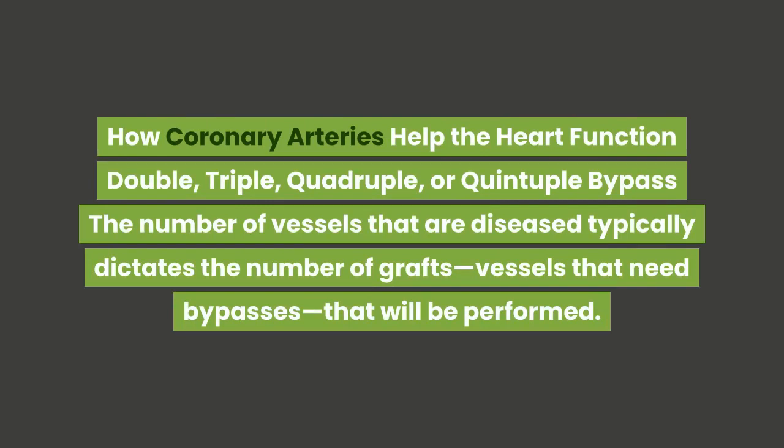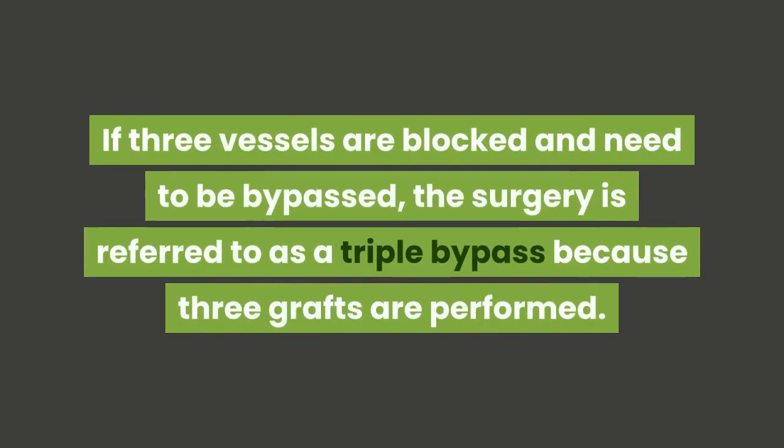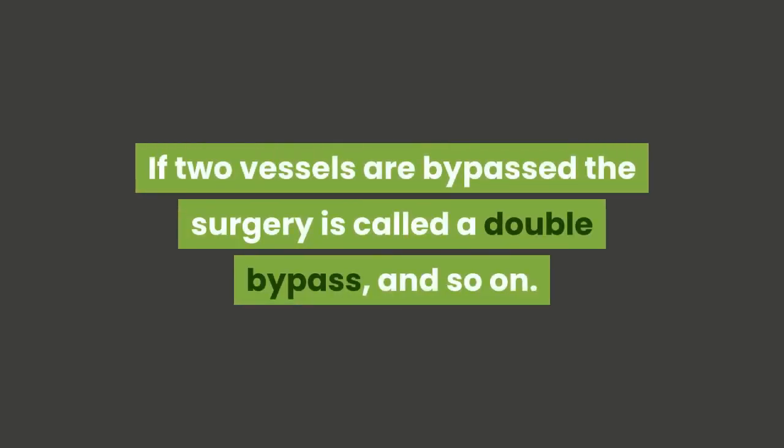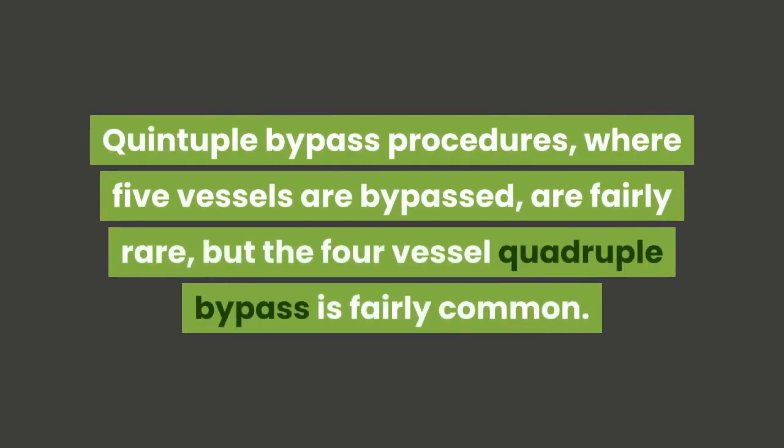The number of vessels that are diseased typically dictates the number of grafts, vessels that need bypasses, that will be performed. If 3 vessels are blocked and need to be bypassed, the surgery is referred to as a triple bypass because 3 grafts are performed. If 2 vessels are bypassed, the surgery is called a double bypass, and so on. Quintuple bypass procedures, where 5 vessels are bypassed, are fairly rare, but the 4-vessel quadruple bypass is fairly common.